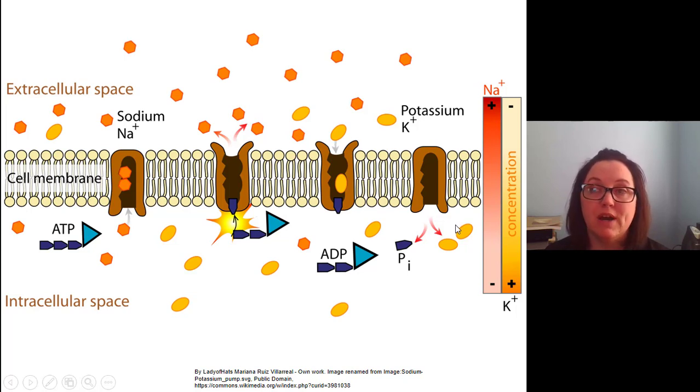And this ratio, believe it or not, becomes really important when we start talking about how neurons work and how muscle cells work. Because this 3-to-2 ratio means we end up with 3 positives out for every 2 positives that come in, and that creates a charge difference across the cell membrane. This is a transmembrane potential, and like a battery, that transmembrane potential can be used to do work.